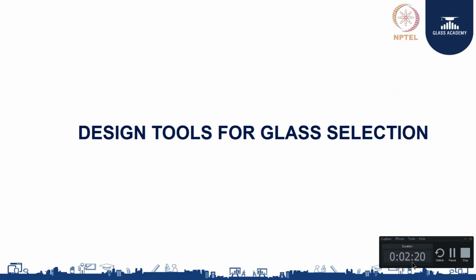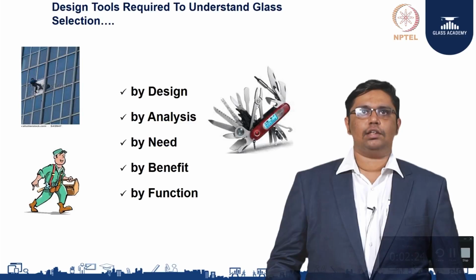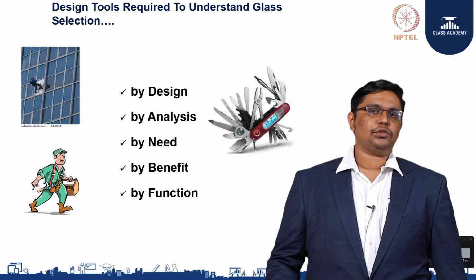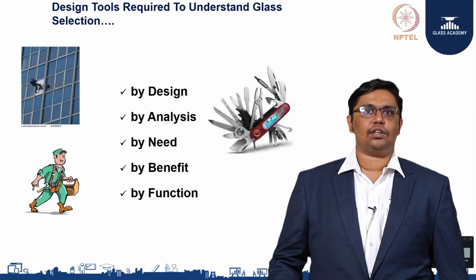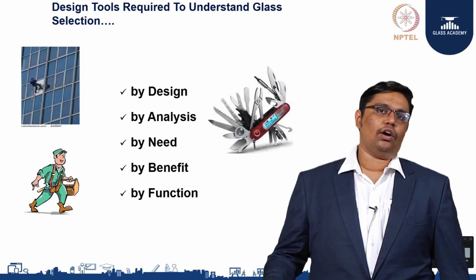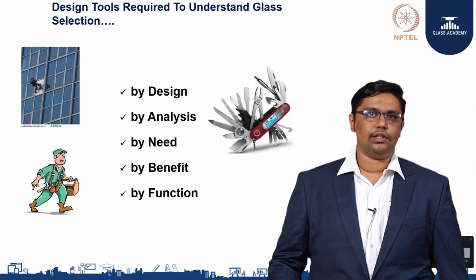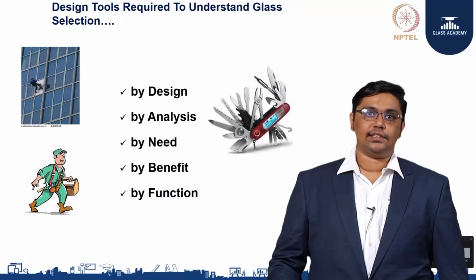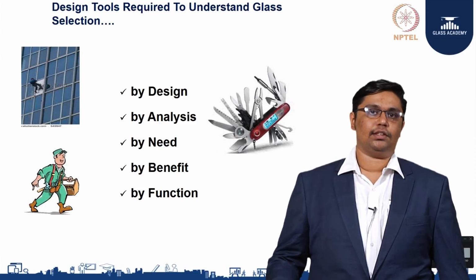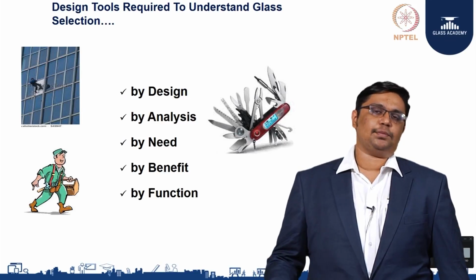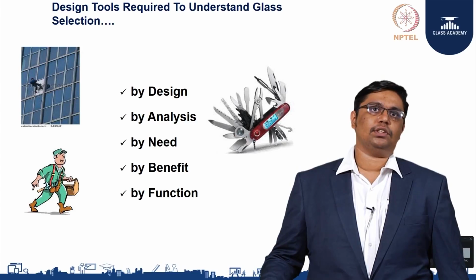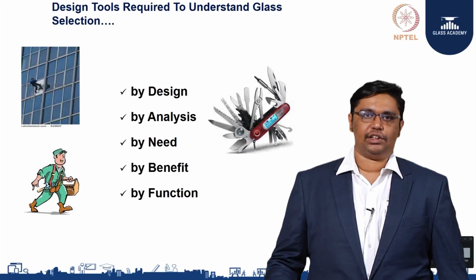So today we will be covering the design tools that can be used for glass selection. When it comes to selecting glass, we need to consider the design of the building and do some analysis of the impact of the glass on different aspects such as structural, sustainability, aesthetics and economic, how much money we are going to spend on the glass. All these aspects need to be addressed based upon the need, the benefit and the function.